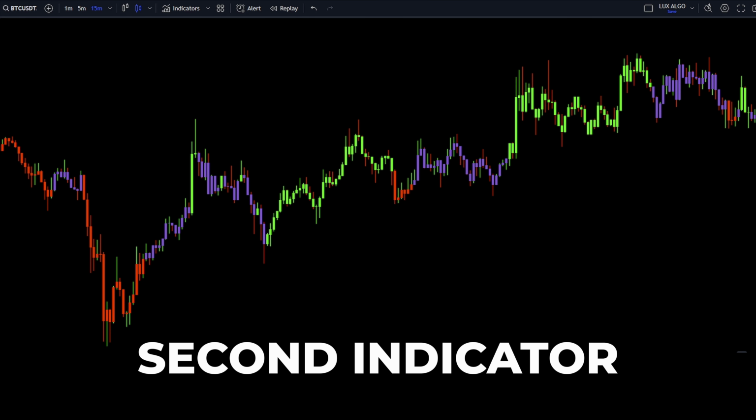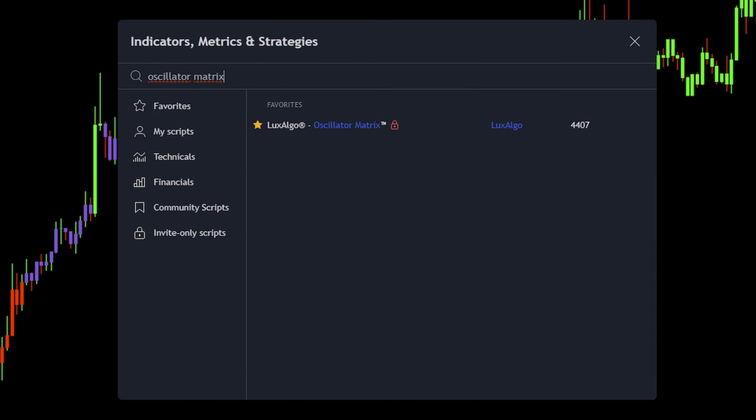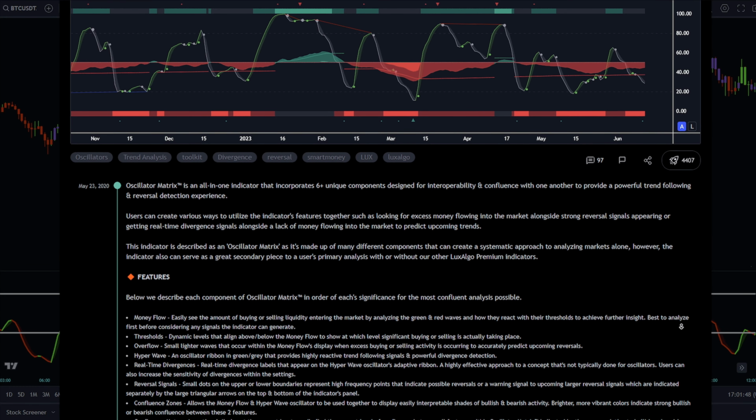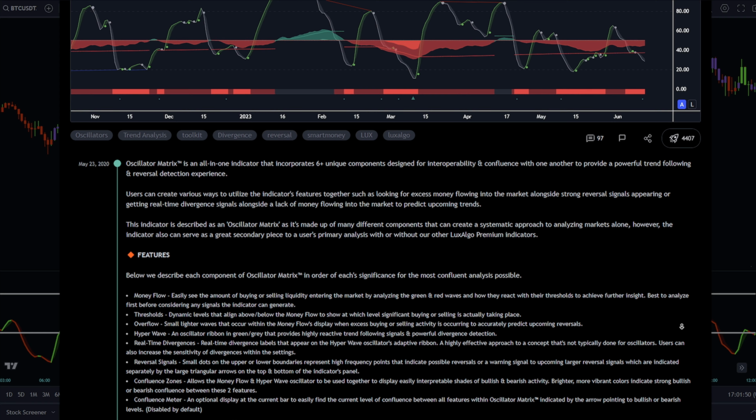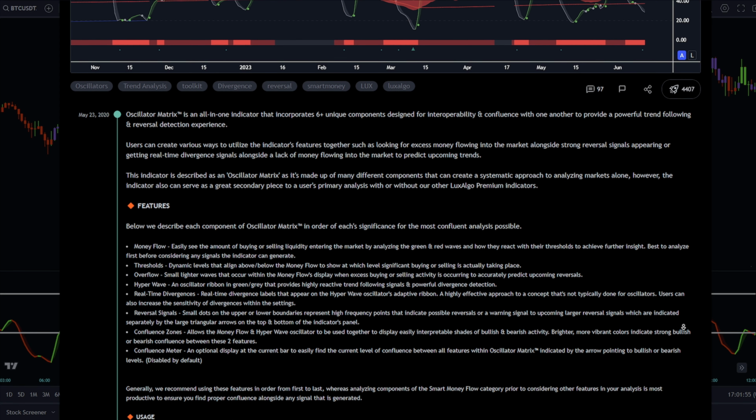Now we want to add our second indicator to the chart. Let's click the Indicators tab again and search for LuxAlgo Oscillator Matrix. The Oscillator Matrix is a special tool that combines over 6 different parts to help us follow trends and spot when they might change. It's like having many tools in one that work together. We can use it in different ways.